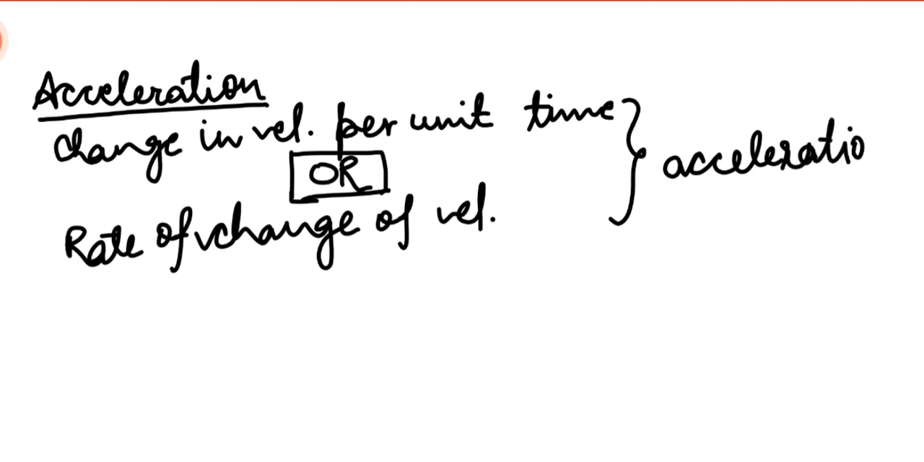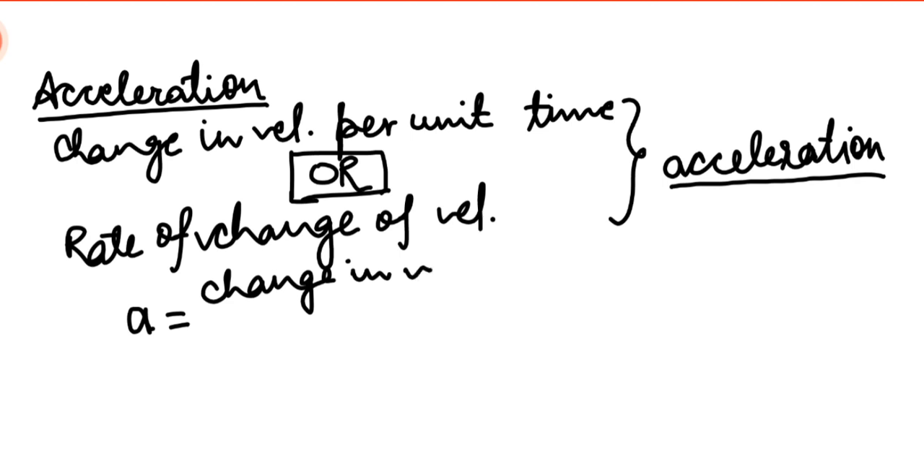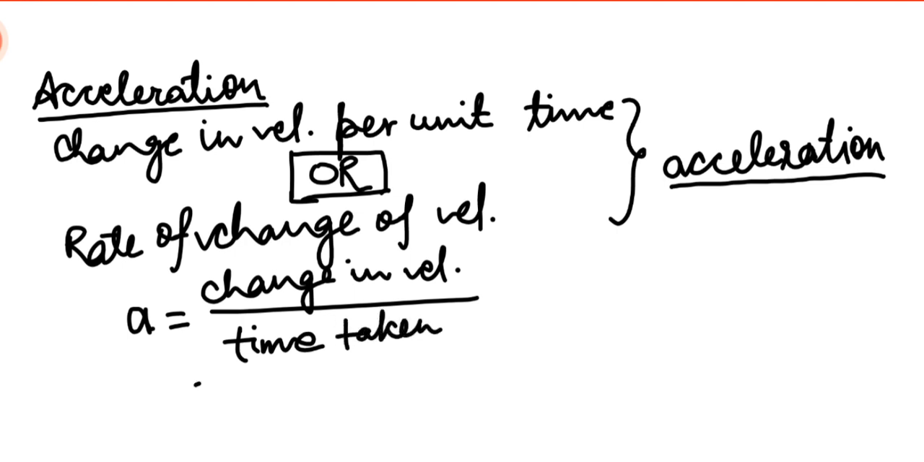So I think it is clear with the definition. Also students, acceleration is denoted by a, which is equal to change in velocity divided by time taken. Clear? Change in velocity, that is final velocity minus initial velocity, divided by the time taken to change the velocity from the initial to the final. Let us consider that the time taken is t. Also students, we can write it in a different way as well.